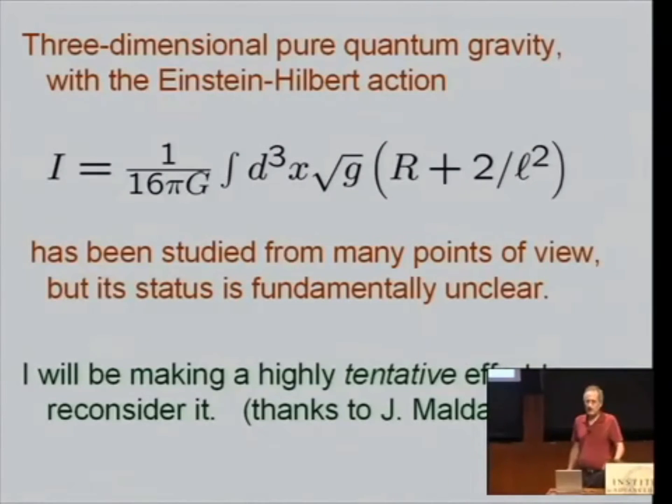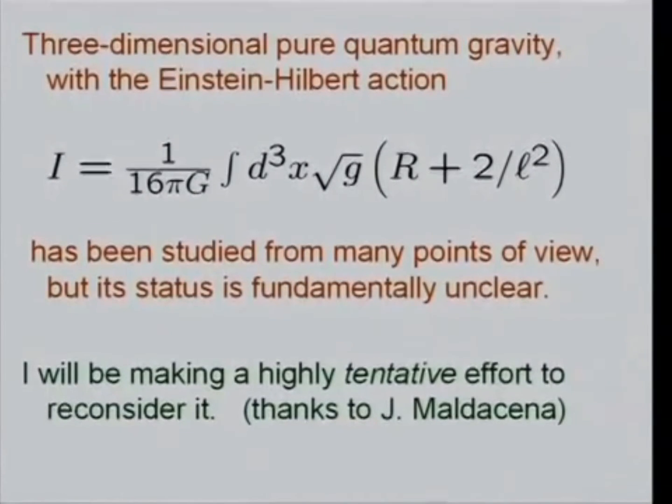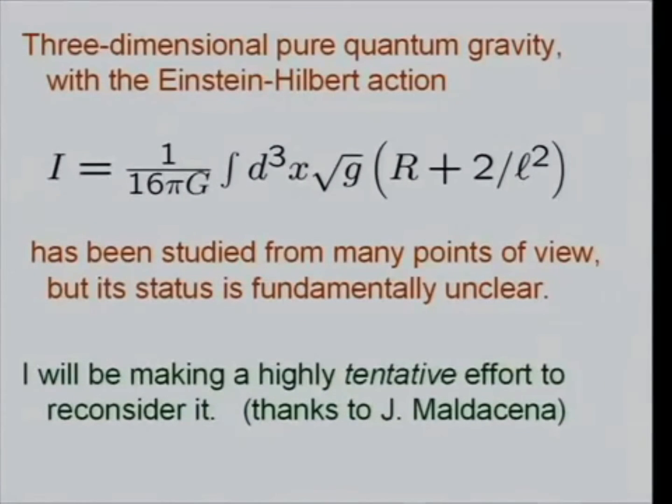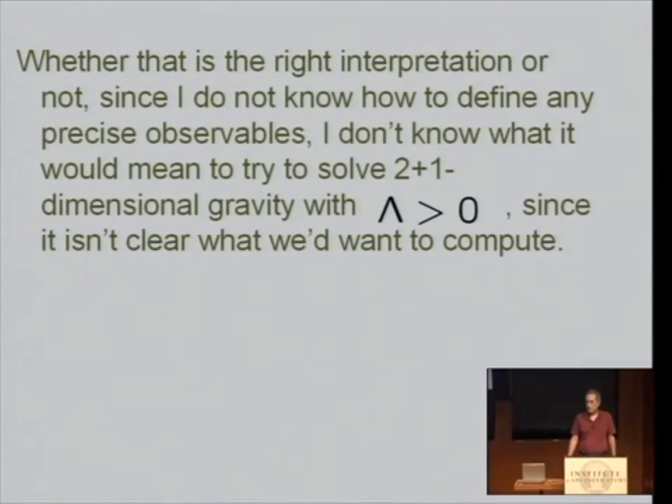So, since it's trivial classically, it's reasonable to hope that you at least might be able to solve it quantum mechanically, and maybe you'd be able to learn something from the exact solution. It's been studied from many points of view by people who hoped to, in this way, get a soluble model of quantum gravity, but nevertheless, the status is fundamentally unclear. I don't know whether that's the right interpretation, but in any event, since I don't know any precise observables, I can't try to solve 2+1-dimensional gravity with positive lambda, since I wouldn't know what to try to compute.